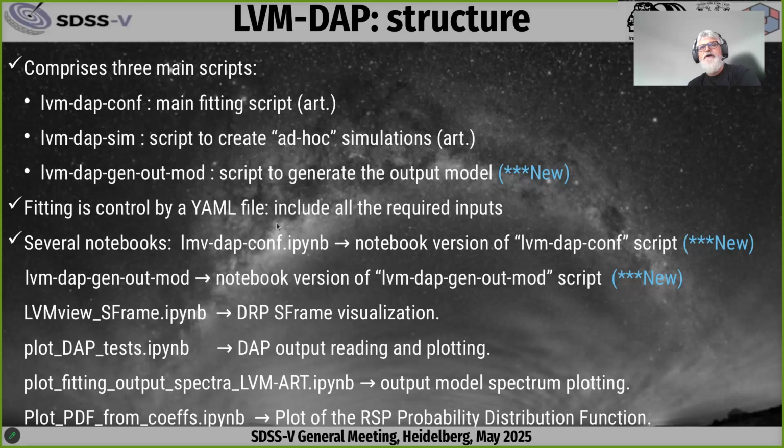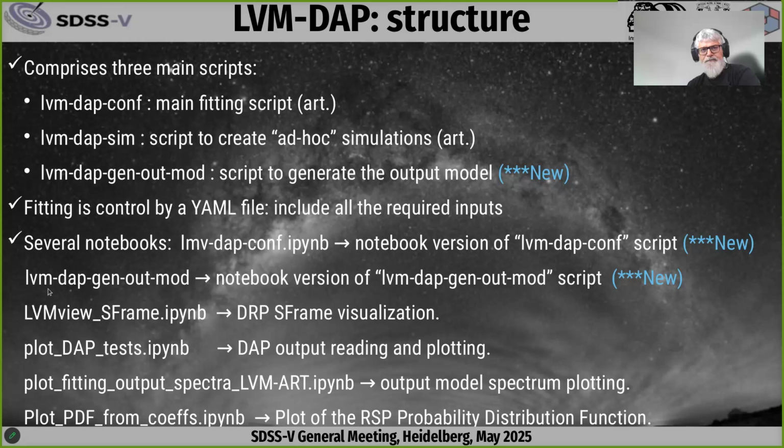To facilitate understanding of the code, and for many people that are like me, visual kind of people, I created a notebook that basically replicates what the LVMDAP conf script does in a notebook version, so you can run the script in bunches of cells, and you can stop and visualize the results or change something and come back, the typical thing that you do with a notebook. It's a bit slower, but it's interesting. Of course, you also have a notebook for generating the model spectra.